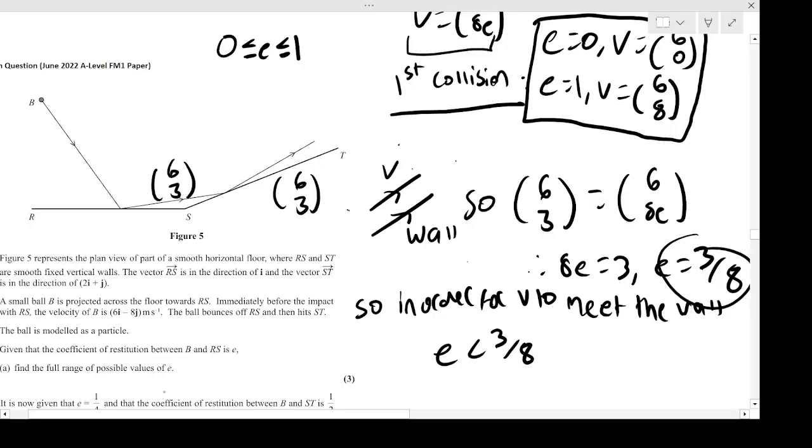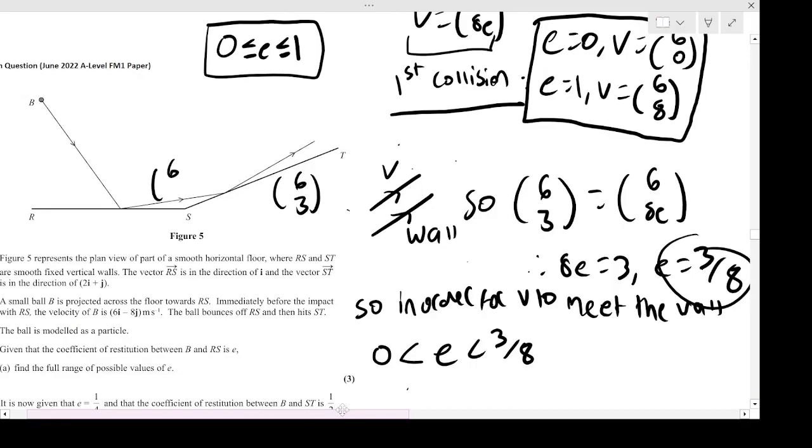And now it says to find the full range of values. So remember, we need to combine with the general inequality from 0 to 1. So it could be between 0 and 3/8 there, okay? But actually, this is where, if this question isn't bad enough, they try and trick you as well, because it's actually going to be strictly greater than 0.